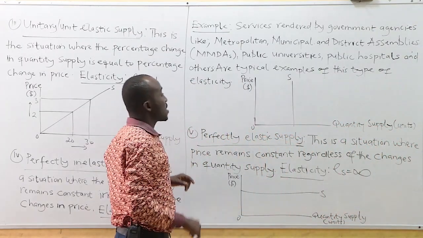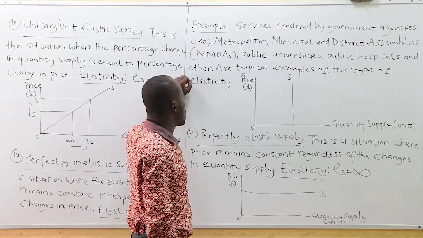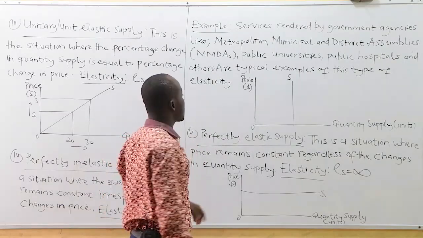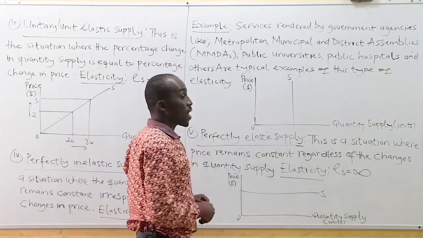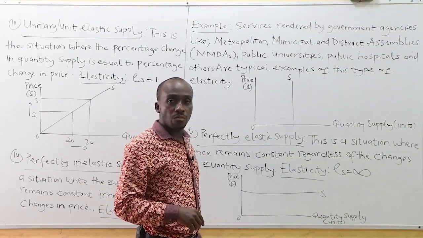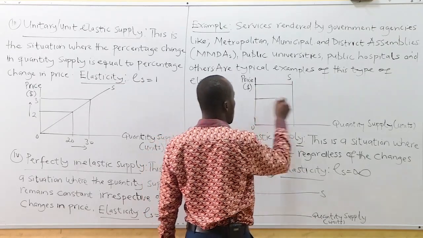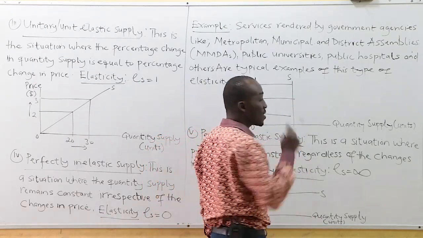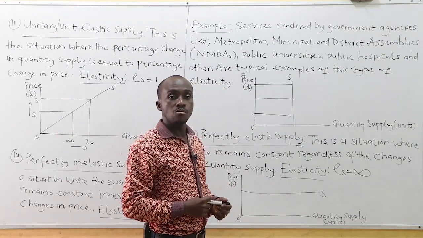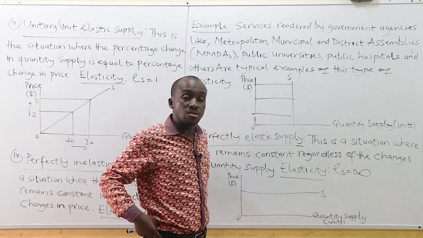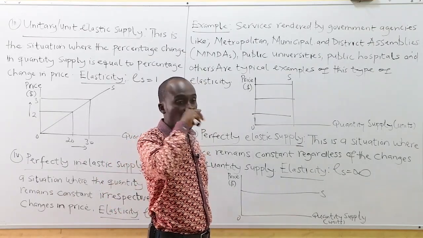Are typical examples of this type of good. With this type of good, what we are seeing is a perfectly inelastic supply. What happens is that regardless of the changes in price, the price can be here, the price can be here, the price can be here. So the quantity supplied is constant. The price can increase or fall, but the producers are producing a constant amount. They don't change the supply.